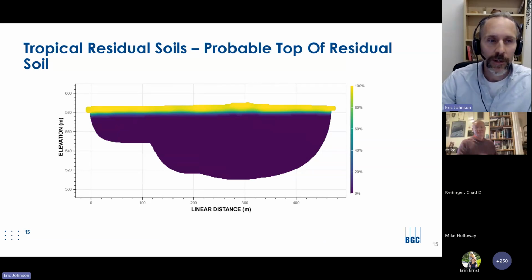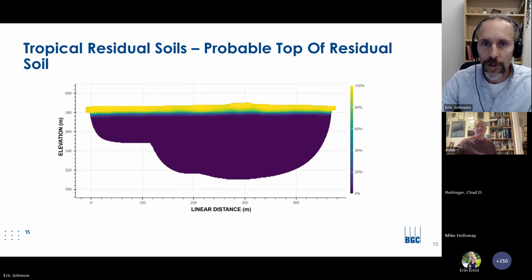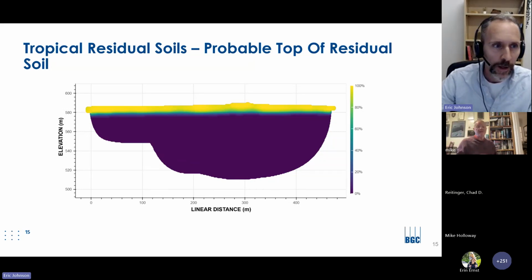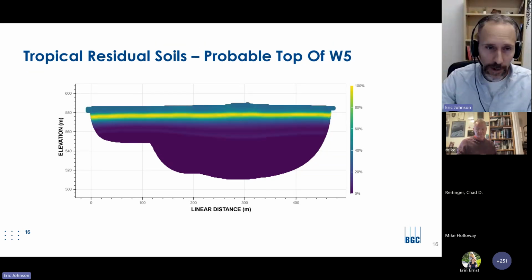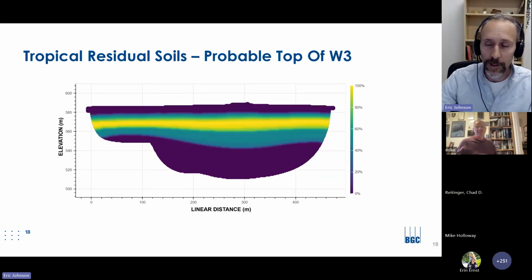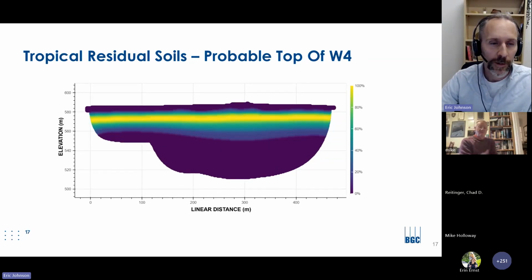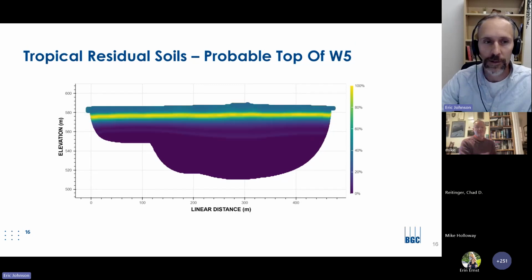So that 100% here, which is yellow, correlates with the peak of those density curves we were just looking at. The dark blue indicates where it is unlikely to correlate with the top of residual soil here. And we get a cross-section with the most probable top of W5, W4, W3, W2, W1.5, W1. We now have a quantitative interpretation of the entire cross-section.